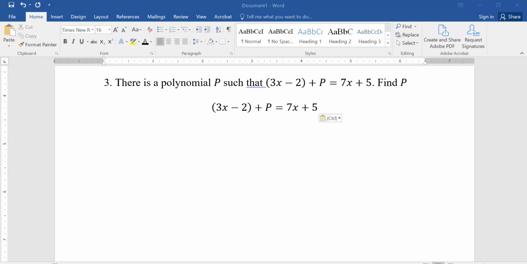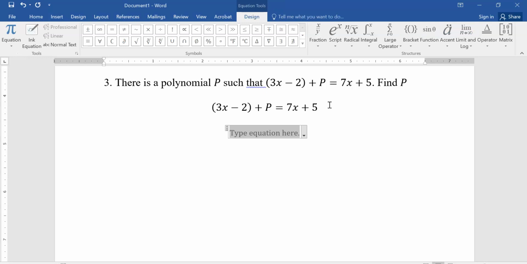All right. Now, if we do that, what's going to happen is the 3x is going to cancel when we subtract it. You're going to end up with a 4x on the right. And if I add 2 to both sides of the equation, we end up with a plus 7 on the right. So you end up with p equals 4x plus 7.